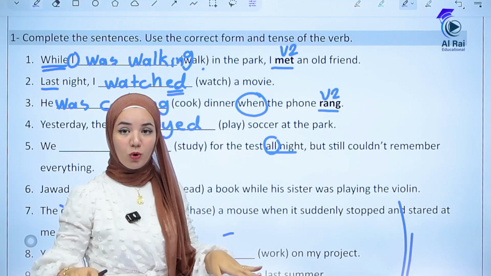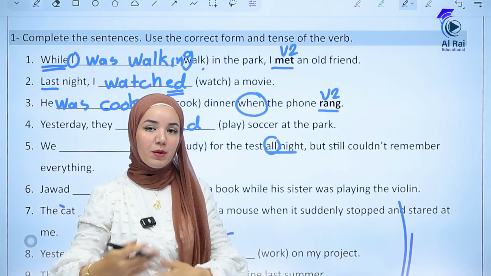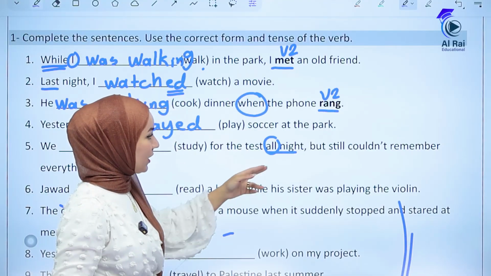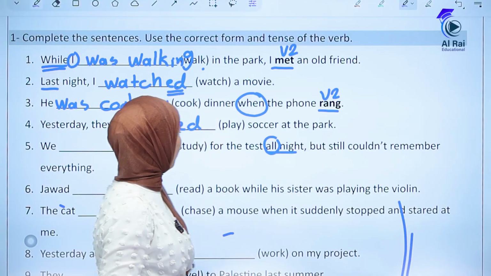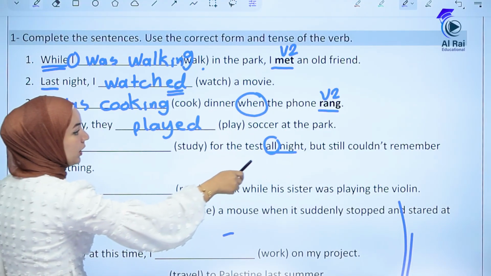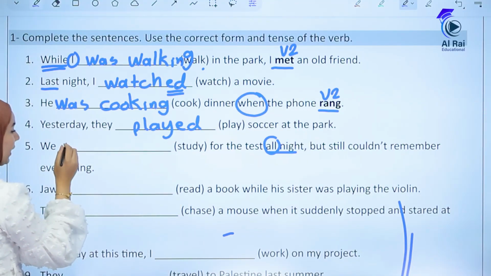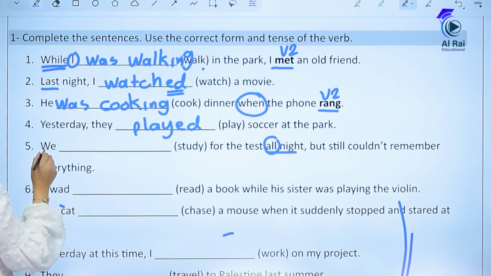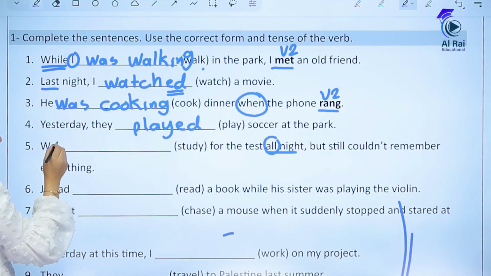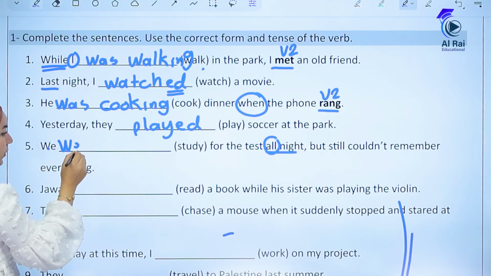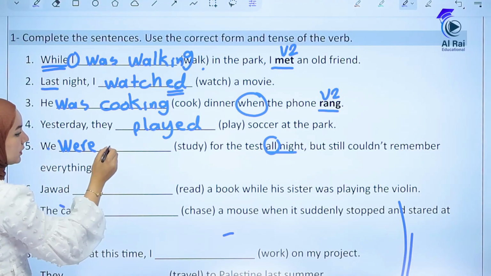Something completed or in progress, but in the past. It was in progress in the past, but still couldn't remember everything. So all night, it's a keyword for past continuous. Because of that, I need to use was or were plus verb ing. We, it's a plural, so I have to use were studying.